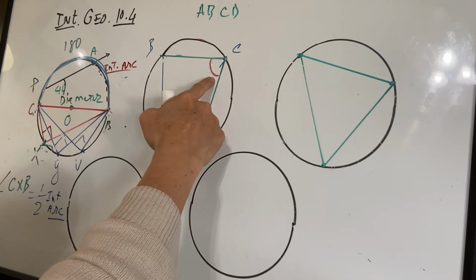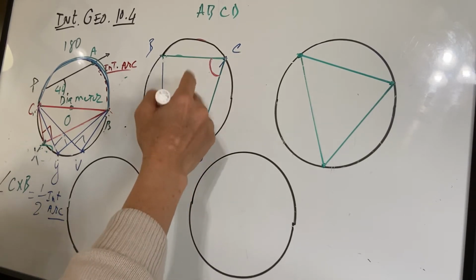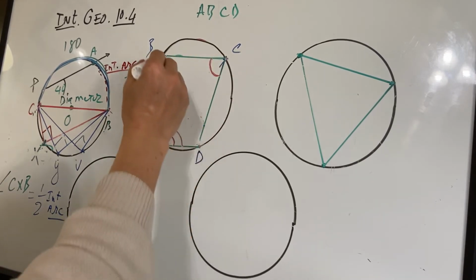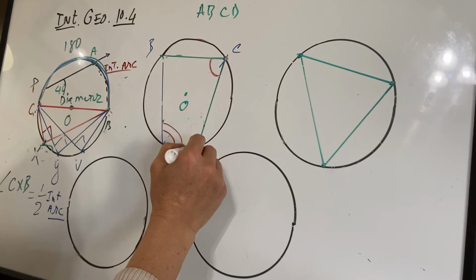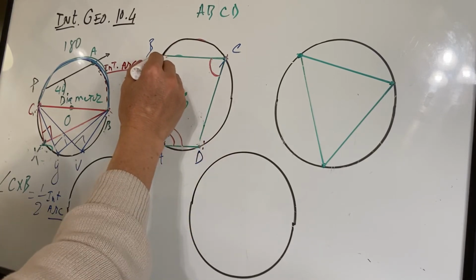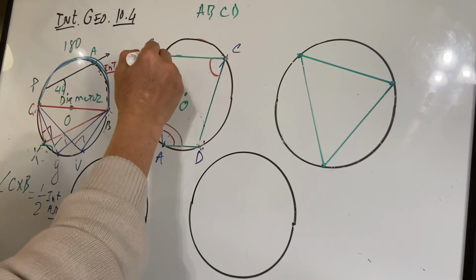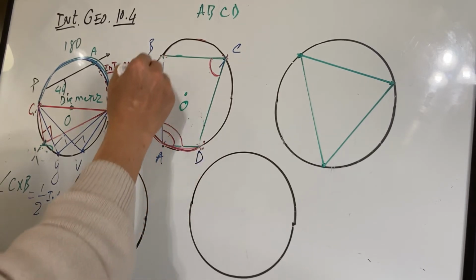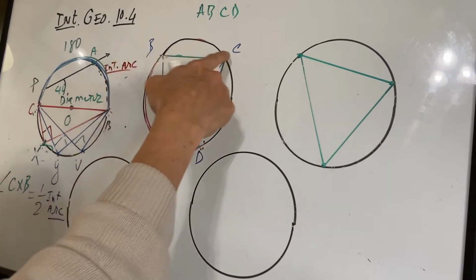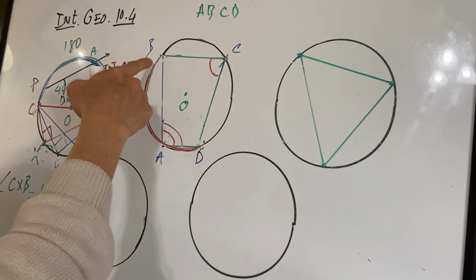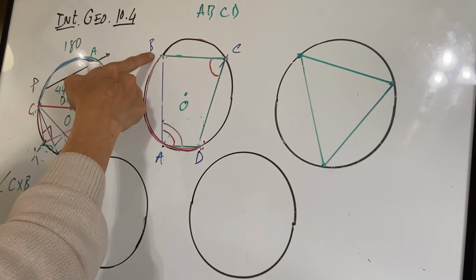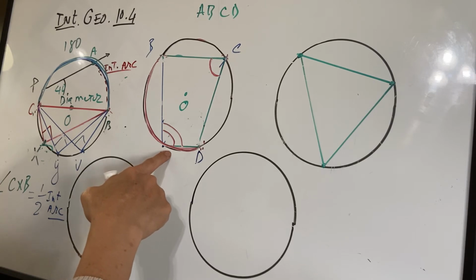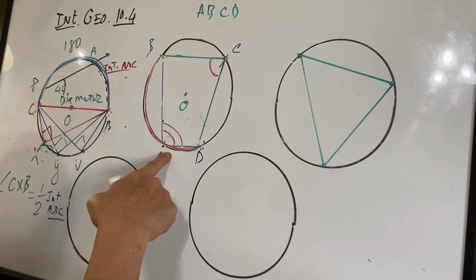Look at the inscribed angle BCD. What is the intercepted arc of the inscribed angle BCD? Ah, this arc right here. You see it? There we go. Angle BCD has an intercepted arc BD.